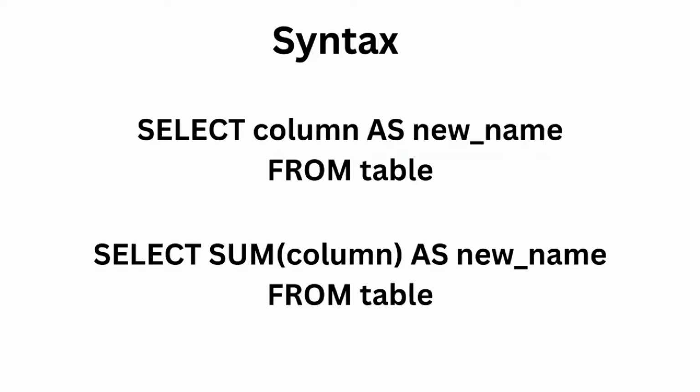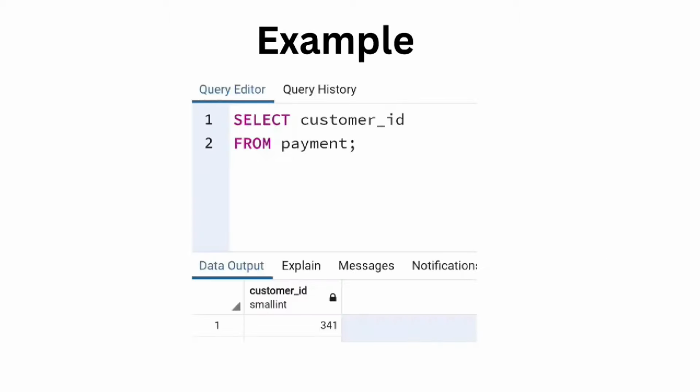This is actually quite simple. Instead of just selecting a column from a table, we say select column as, and then we decide on a new name to display in the data output. We can also use this on functions on a column. So we can say something like select sum of column, and instead of displaying as the sum of that column in the data output, have it display as new name.